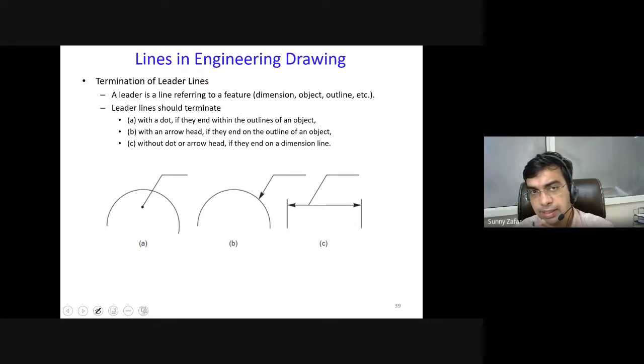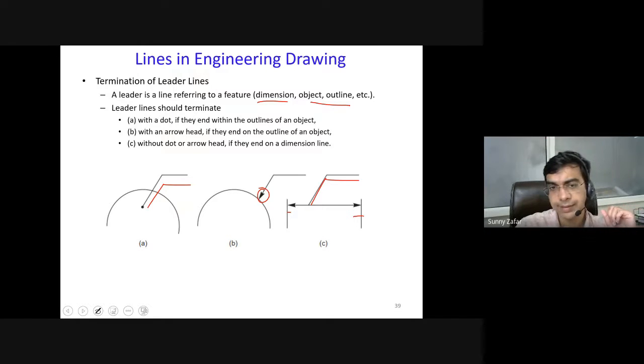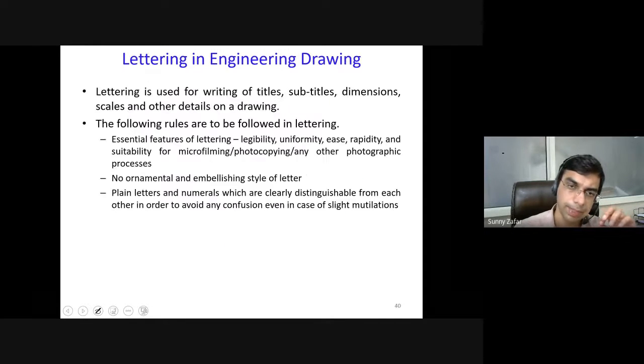Then there are examples of how to terminate a leader line. The leader lines typically show a particular feature like a dimension or the outline of an object. Generally these leader lines start with a dot and an arrow which projects outward, or additionally they may use an arrowhead, and arrowheads may also be used on the ends. And then we can also mention the dimension accordingly. These are just some representative examples which show you how to use these types of lines in the machine drawing part.